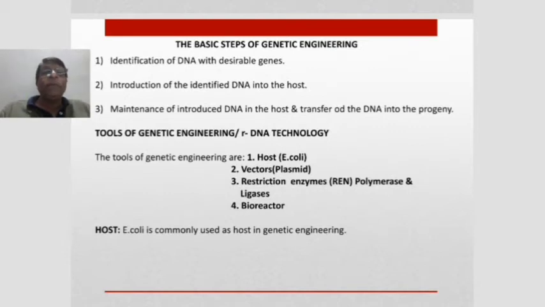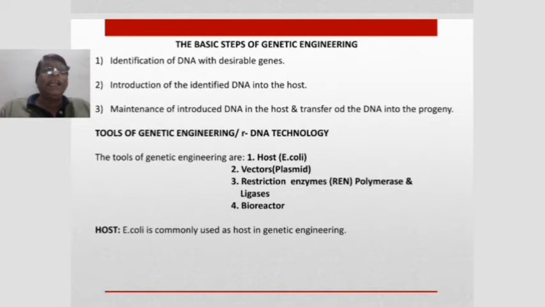Or in case of animals, for example, in the improvement of milk in cows or buffaloes, the milk producing gene we must first identify. Similarly, the disease resistant gene of the crop we must identify, or the drought resistant gene must identify.